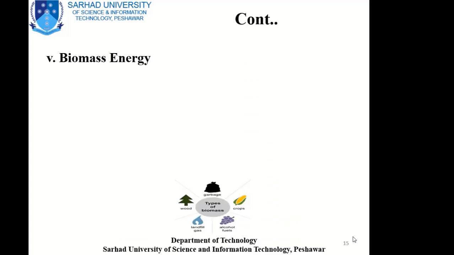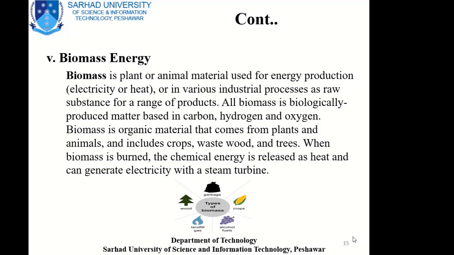The fifth one is biomass. Biomass is plant or animal material used for energy production, electricity or heat, or in various industrial processes, or as raw substance for a range of products. All biomass is biologically produced matter based on carbon, hydrogen, and oxygen. Biomass is organic material that comes from plants and animals and includes crops, waste wood, and trees. When biomass is burned, the chemical energy is released as heat and can generate electricity with a steam turbine.